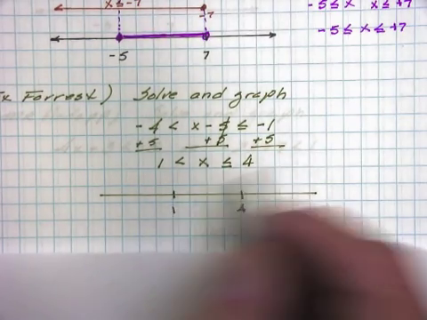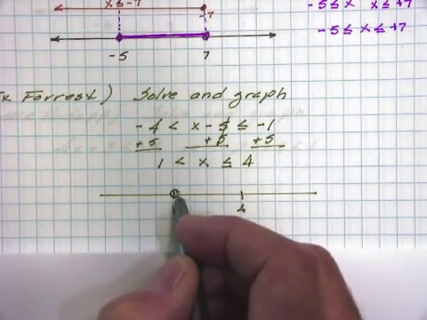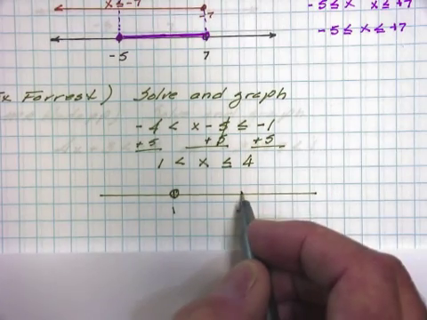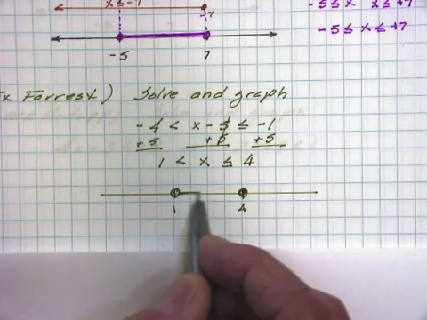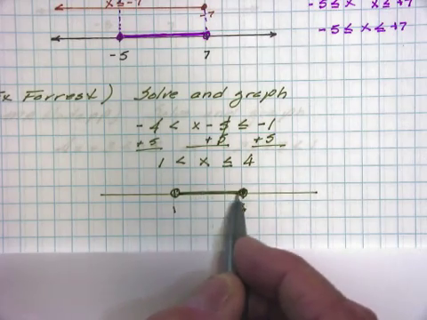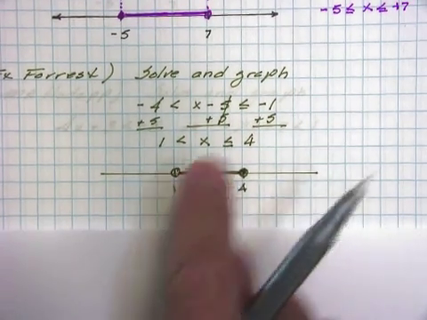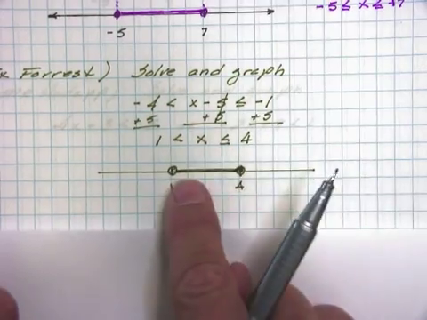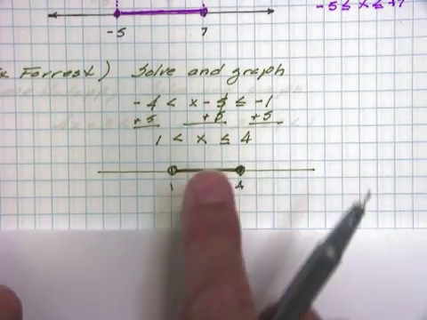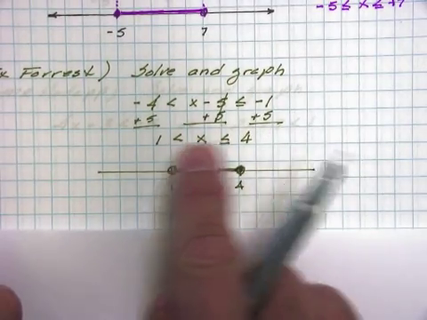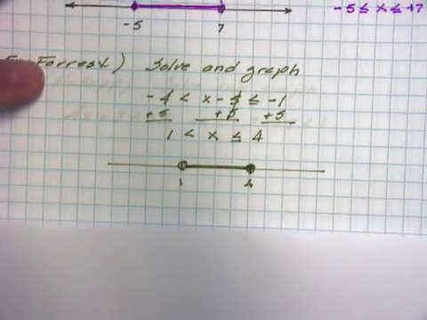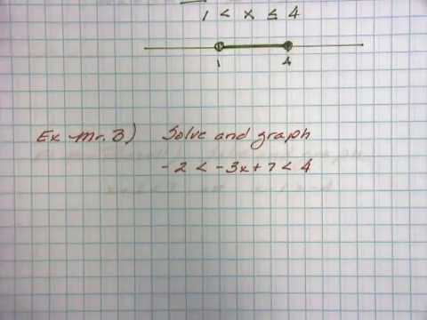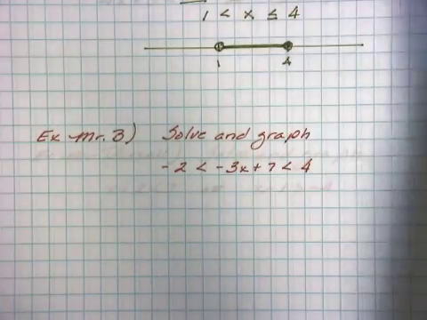So I draw my number line. I'll say that 4 is here, and I'll say that 1 is here. This gets an unfilled in circle. This one, because it's or equal to, gets filled in, and it's every number in between, okay? So that's what the graph would look like as a solution to this. Every number in the shaded area is both greater than negative 1 and less than or equal to 4.